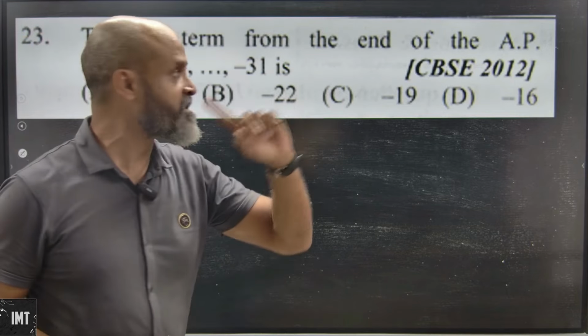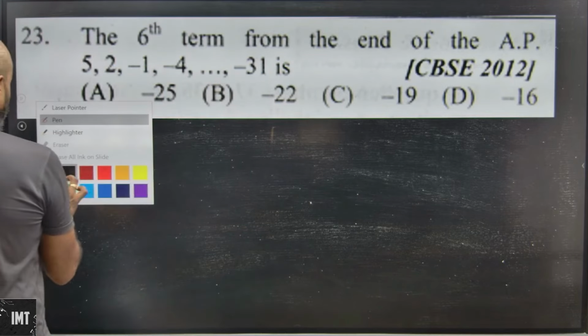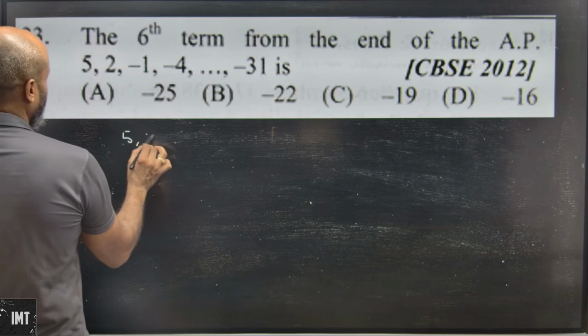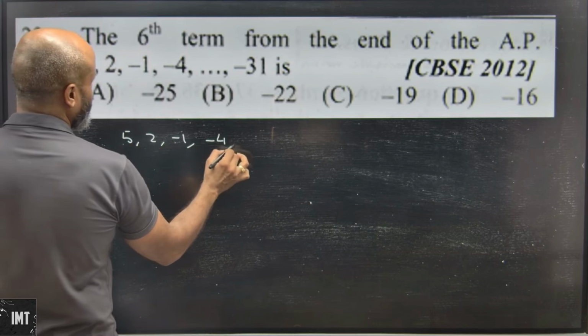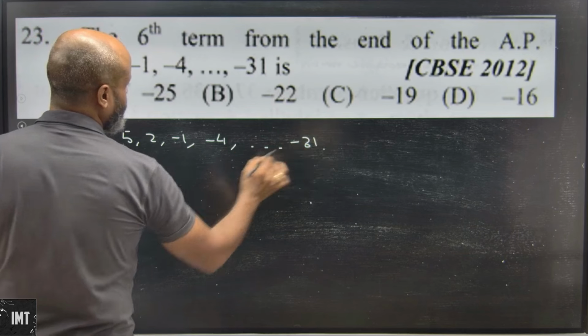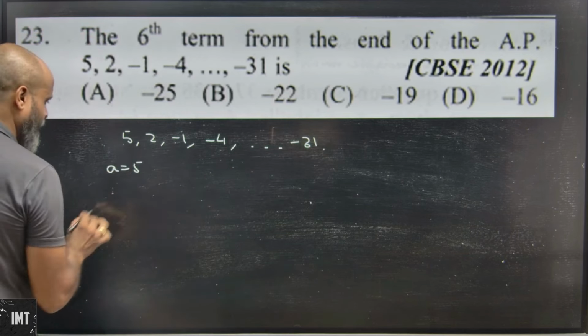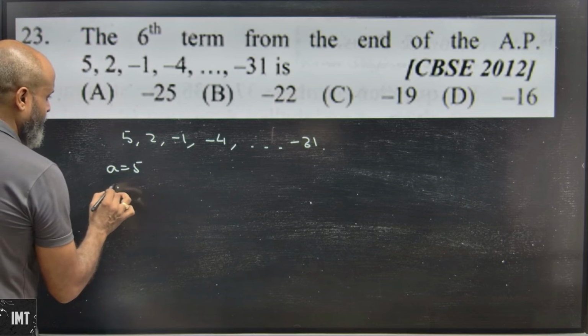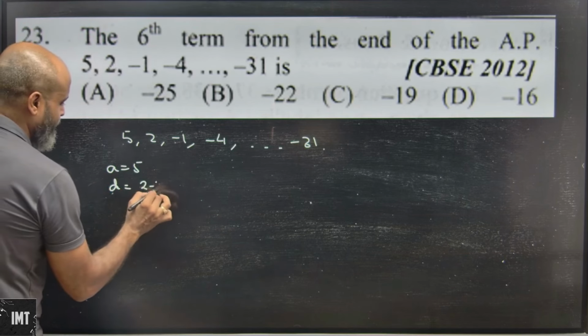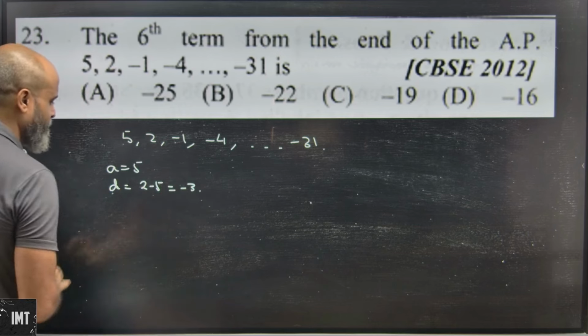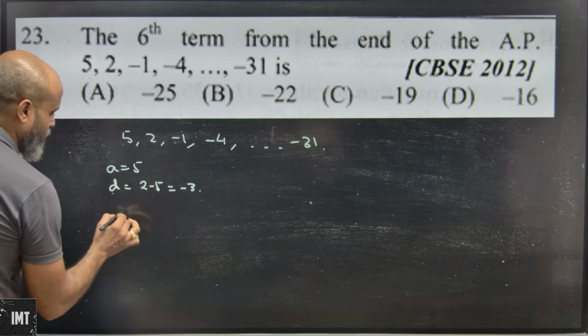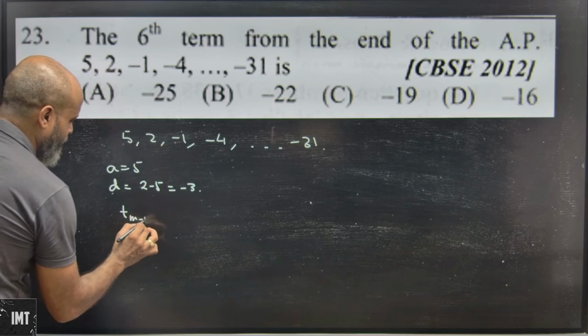Here we come. Sixth term from the end of the AP. So here we have 5, 2, minus 1, minus 4, and this goes all the way up to minus 31. So obviously here we have A is equal to 5 and D is equal to 2 minus 5. That is how much? Minus 3. Okay. So here we can calculate the Tm minus n plus 1.